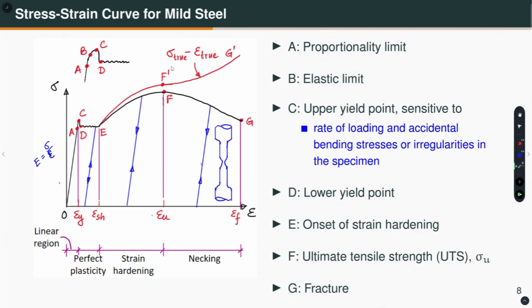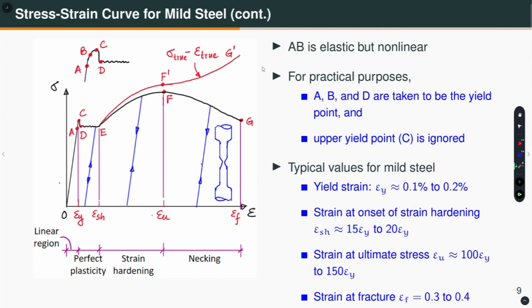Now, if I plot true stress versus true strain, how does it look? Up to point E, that means the onset of strain hardening, there is no significant difference between the engineering stress strain and the true stress strain response. Up to this you get the same thing, and after this the cross sectional area of the specimen starts to reduce. That means the true stress increases and it goes like this. After this, to get the true stress strain response, you have to measure the actual cross sectional area. So, this is the behavior.